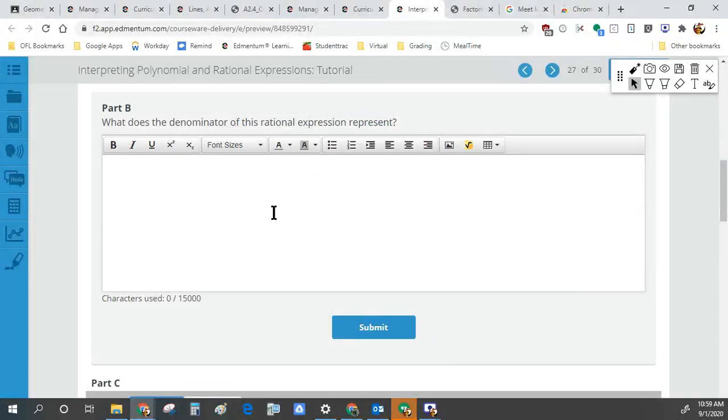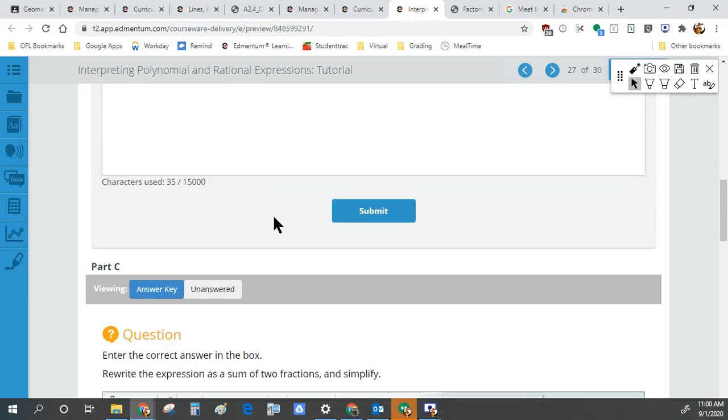So the down number, the number on the bottom. They already told us: number of people that took the tour.